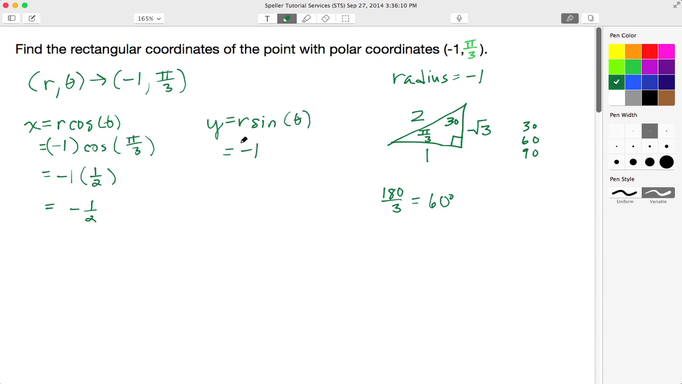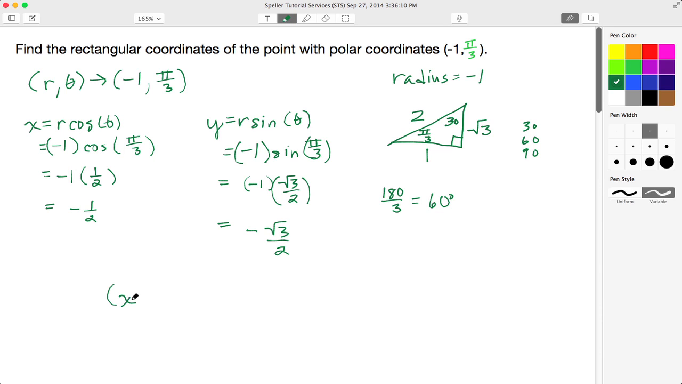And now let's work on the y value. r is still -1, and we're looking for the sine of pi over 3. Again, the -1 comes down, and we know that sine has a relationship of the opposite over the hypotenuse. So in this case, it's going to be √3 over 2. So I'm multiplying √3 over 2 times the -1 to give me -√3 over 2.